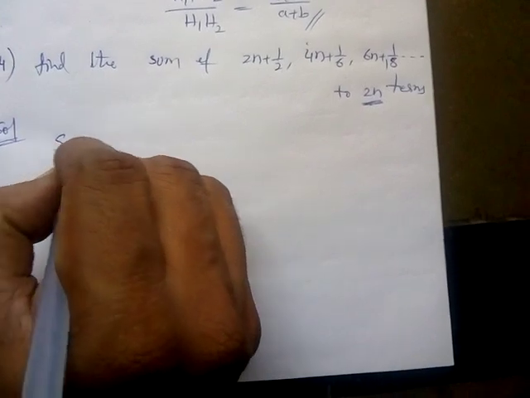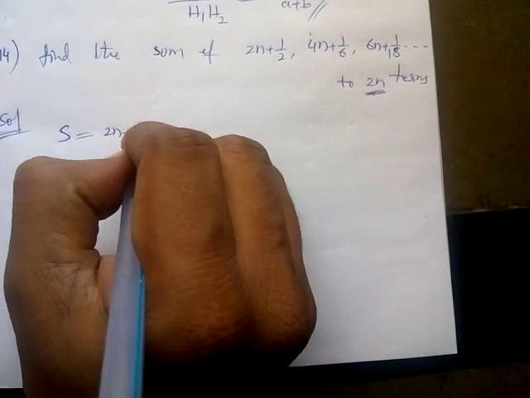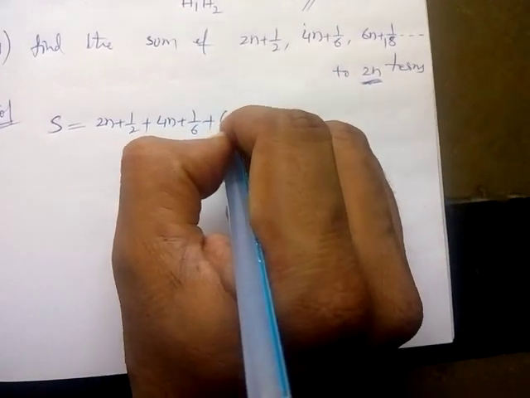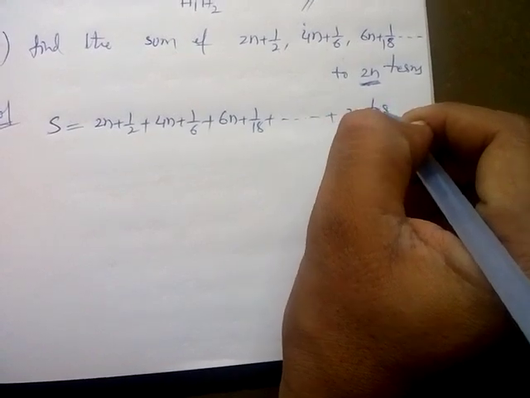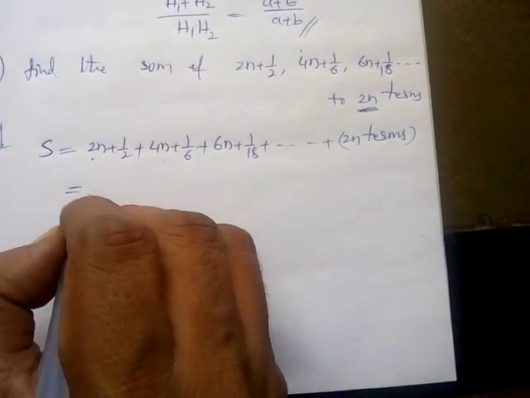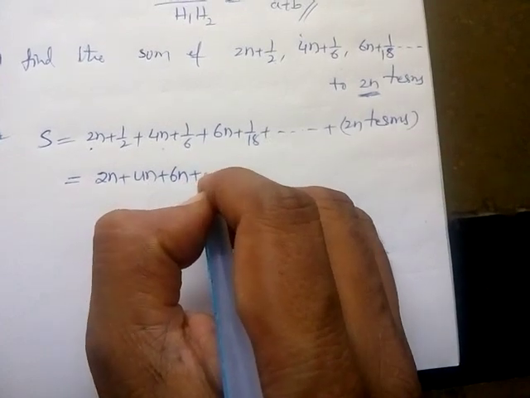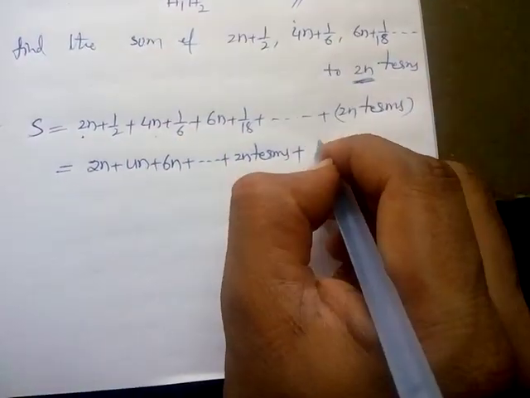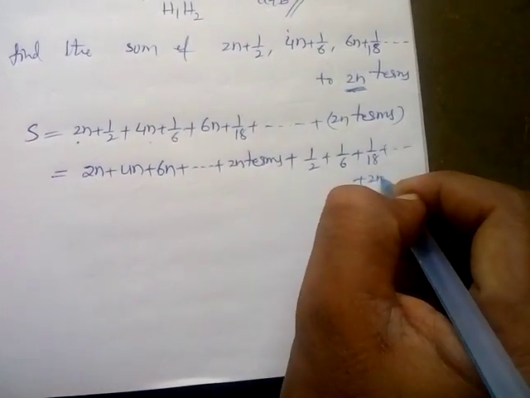Sum means summation, denoted with S. S is equal to the sum of terms. The first term is (2n plus 1) by 2 plus the second term (4n plus 1) by 6 plus the third term (6n plus 1) by 18 plus so on up to 2n terms. Now group the terms like 2n, 4n, 6n: 2n plus 4n plus 6n and so on up to 2n terms, plus the remaining 1 by 2, 1 by 6, 1 by 18 plus so on up to 2n terms.